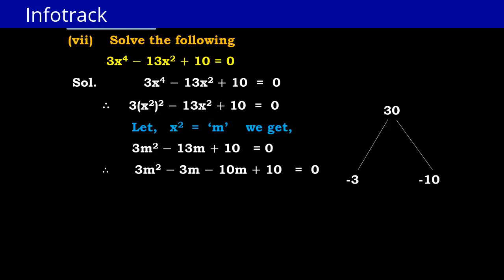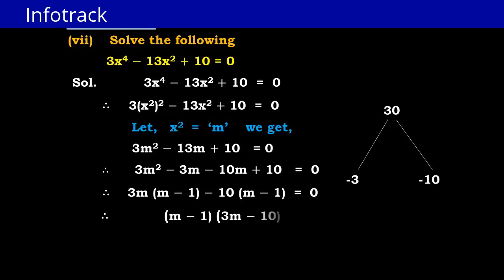Now you have to make the group of 2's. So from first two terms we can take 3m common. In bracket you get m minus 1. And from the next two terms we can take minus 10 common. In bracket we have m minus 1. Now see, m minus 1 is the common bracket. In second bracket we have 3m minus 10 is equals to 0. So m minus 1 is equals to 0 or 3m minus 10 is equals to 0.